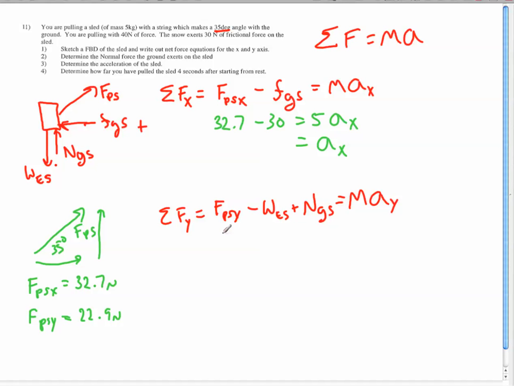Now, what if we want to find the normal force the ground exerts on the sled? All right, well, in that case, the y force, the upward pull of the string, minus the weight of the object, which is going to be g times m, plus the normal force, ground on sled, should equal the mass times the acceleration in the y direction.